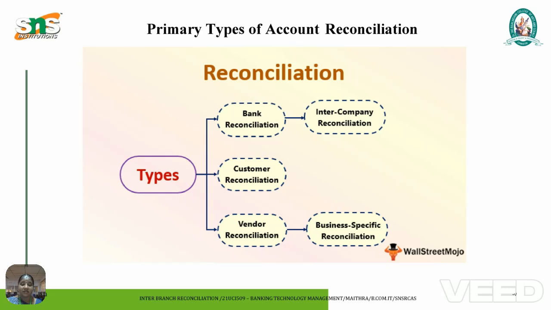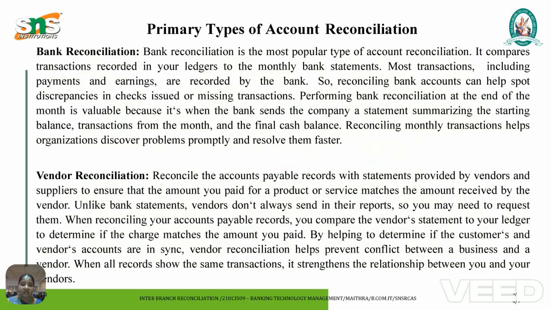One is bank reconciliation, intercompany reconciliation, customer reconciliation, vendor reconciliation, and business specific reconciliation. So now we can see the types of reconciliation in detail. Here, the bank reconciliation. The bank reconciliation is the most popular type of account reconciliation. It is used for comparing the transactions recorded in our ledger to the monthly bank statement, and most of the transactions including payments and earnings are recorded by the bank.